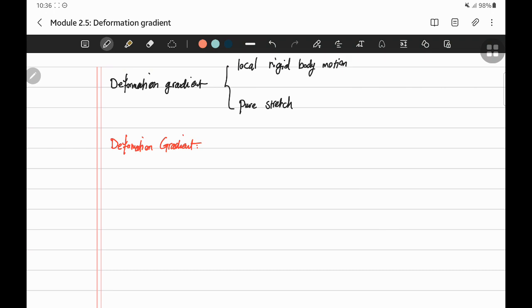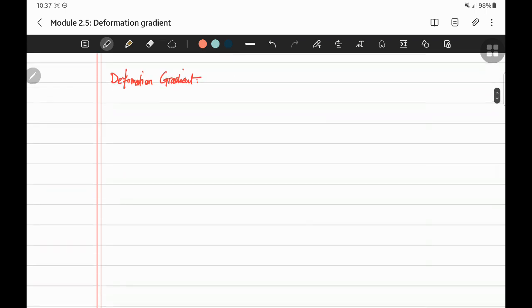Before getting into the general form of the deformation gradient, the book brought two very simple deformation gradients: local rigid body motion and pure stretch. Next, after discussing these two, we're going into the polar decomposition and the general deformation gradients and large deformations. All right, so let's get to the deformation gradient.